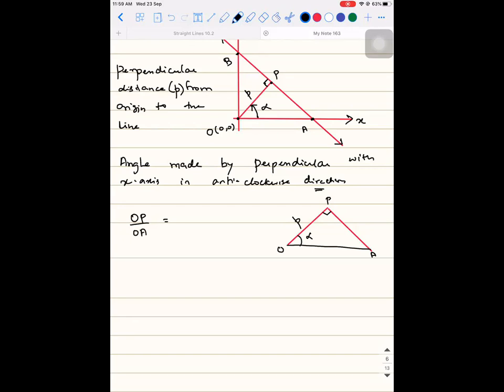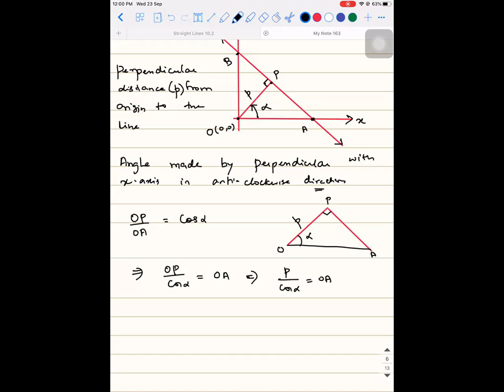So with respect to alpha, what side is OP? Adjacent side. OA is the hypotenuse, the side opposite to the 90 degree angle. So adjacent by hypotenuse is cos alpha, which implies OP by cos alpha is OA. What is OP? OP is small p. So p divided by cos alpha is OA.